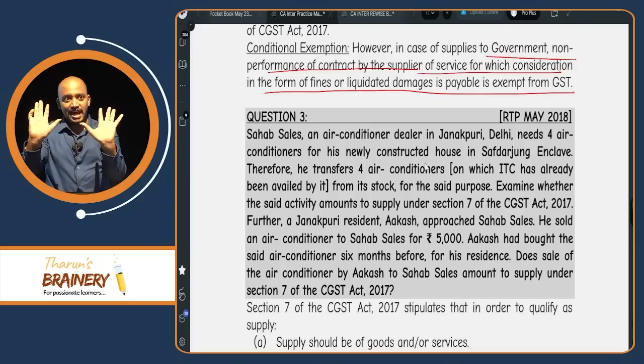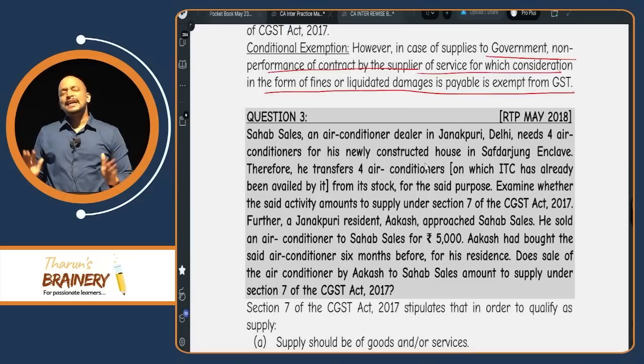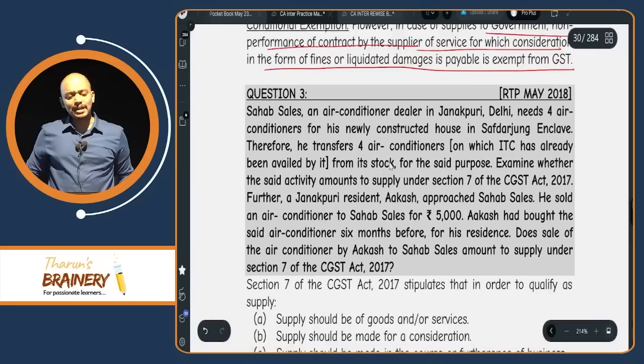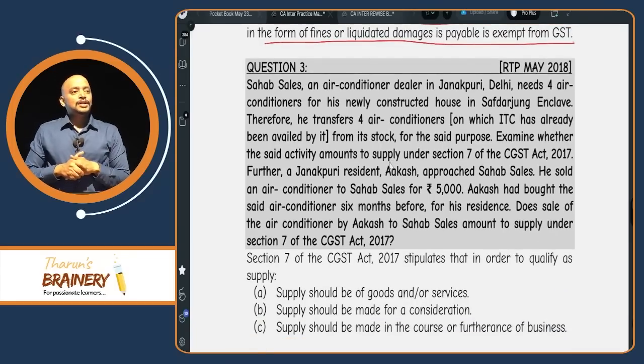A small chart I have given. That is a very important amendment for your exam. So if you learn the principle of that small chart and any example, we will be able to arrive at the answer for that. Okay.